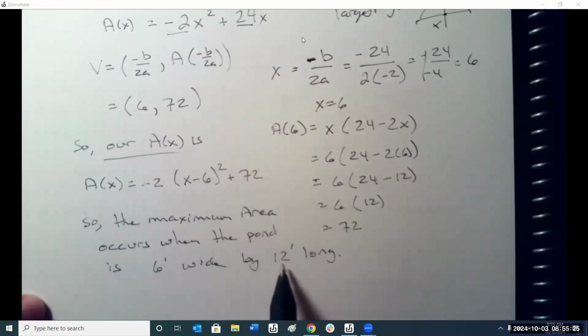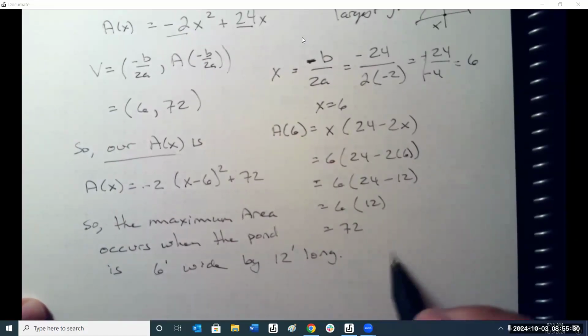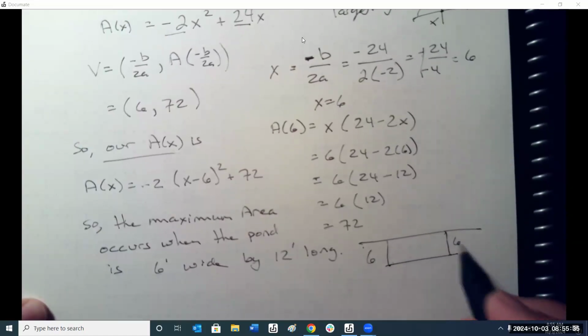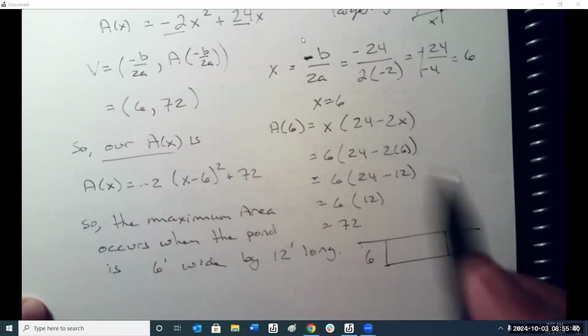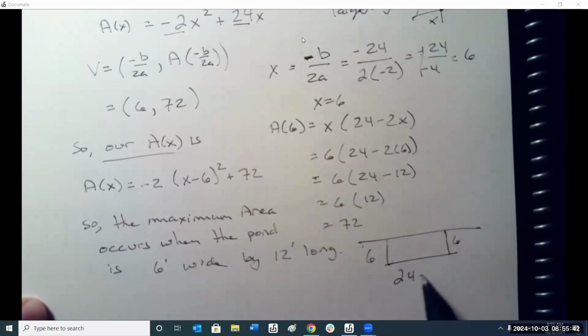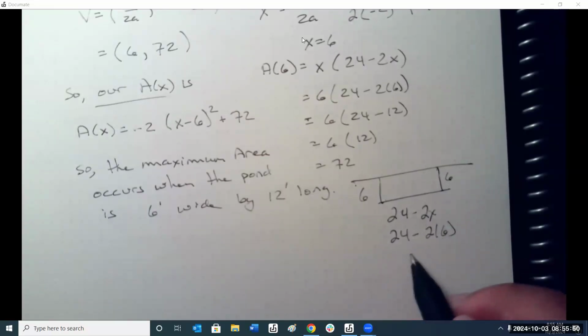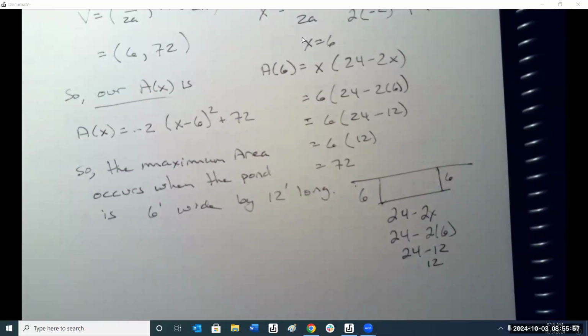Okay, now how do I get 12 feet? Because remember, we have the wall here. If this is 6 and this is 6, what's this length? It was the 24 minus 2x. 24 minus 2 times 6. 24 minus 12 is 12. That's this length. All right. So there's that.